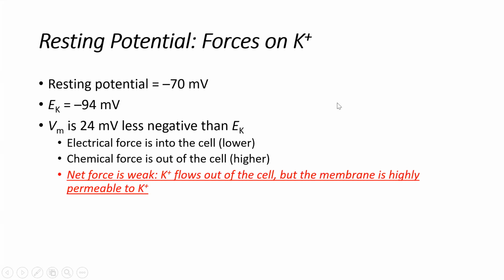Okay, so we're pretty much just reiterating that concept here. We talk about the resting membrane potential being -70. We talk about potassium's equilibrium potential being -94. And so the membrane potential is going to be 24 millivolts less negative than the equilibrium potential for potassium. What that means is that the electrical force is going into the cell, the chemical force is going out of the cell. And so we subtract those forces because they're in opposite directions. And so we get a smaller value, which is 24. And the general direction is going to be out of the cell, but very weakly so. So it's going to be like potassium is trickling out of the cell.